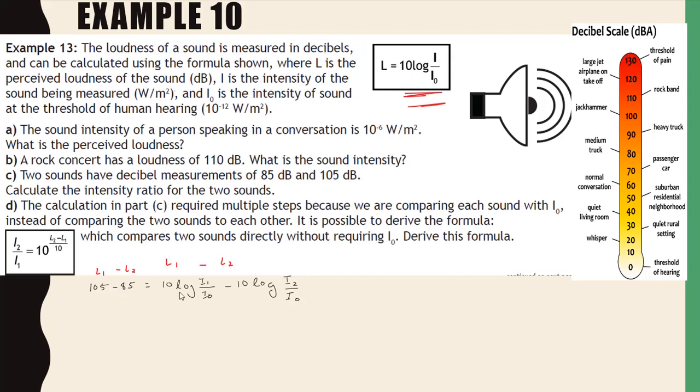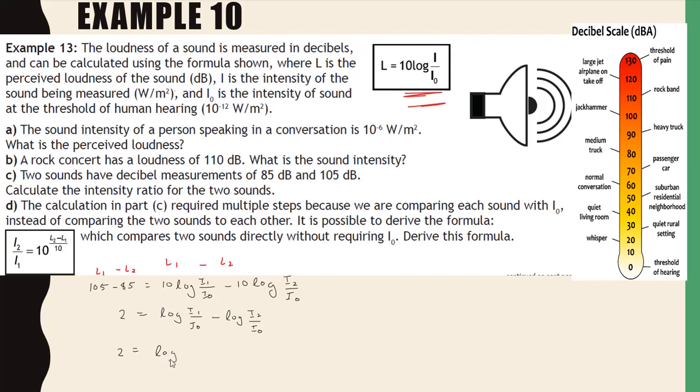Now we want to simplify as much as we can. So I can divide each term by 10, and I also do the subtraction as well. So I'm going to get 2 equals log I1 over I0 minus log I2 over I0. Now these are both logs, same base, so then I can use my quotient law.